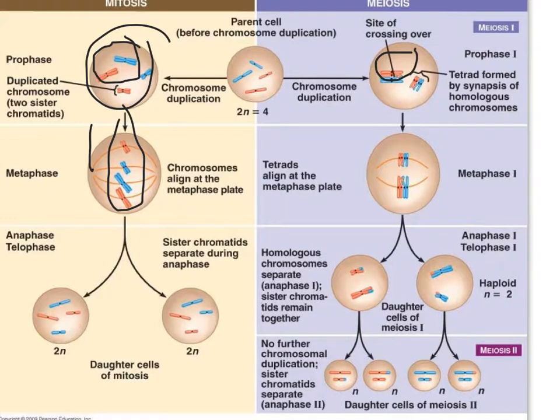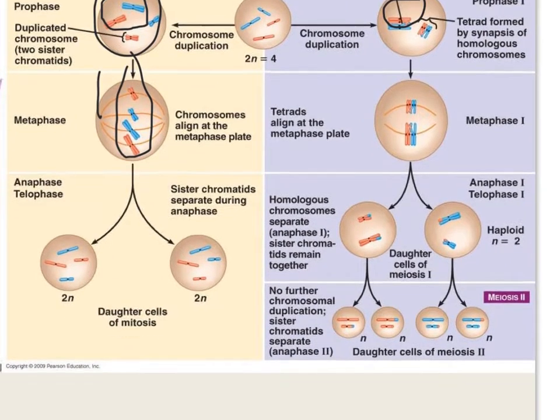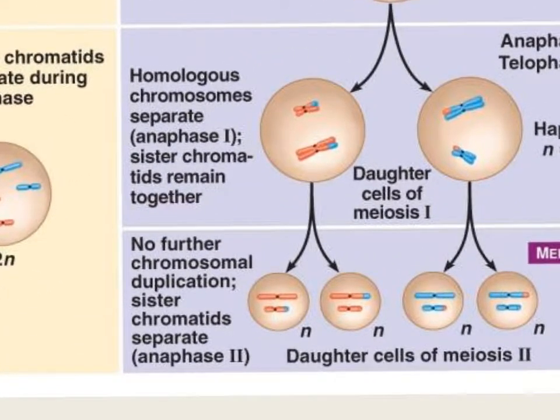Now, during anaphase, for mitosis, the chromosomes separate to either pole. So each pole has a complete copy of the whole genome. And anaphase 1 and telophase 1, the same thing happens. And then in meiosis 2, you have a further separation.